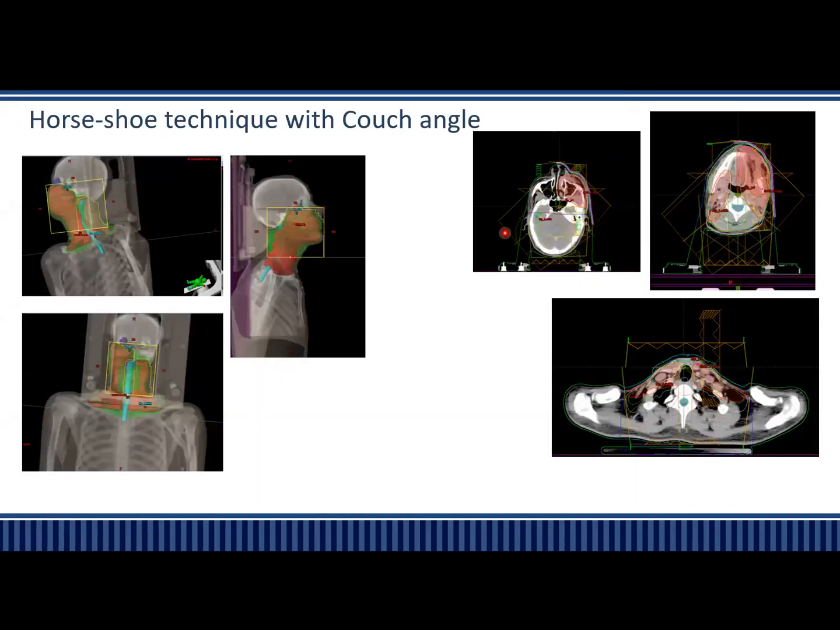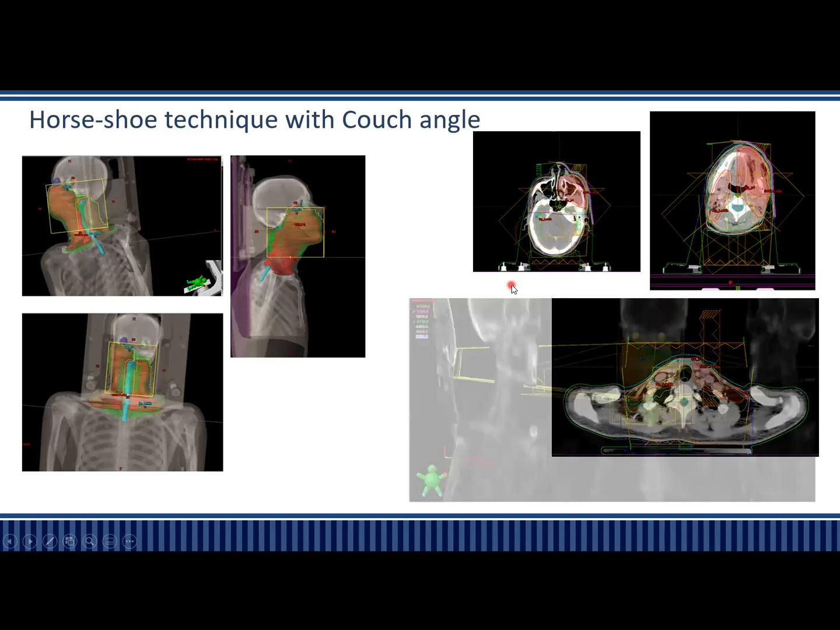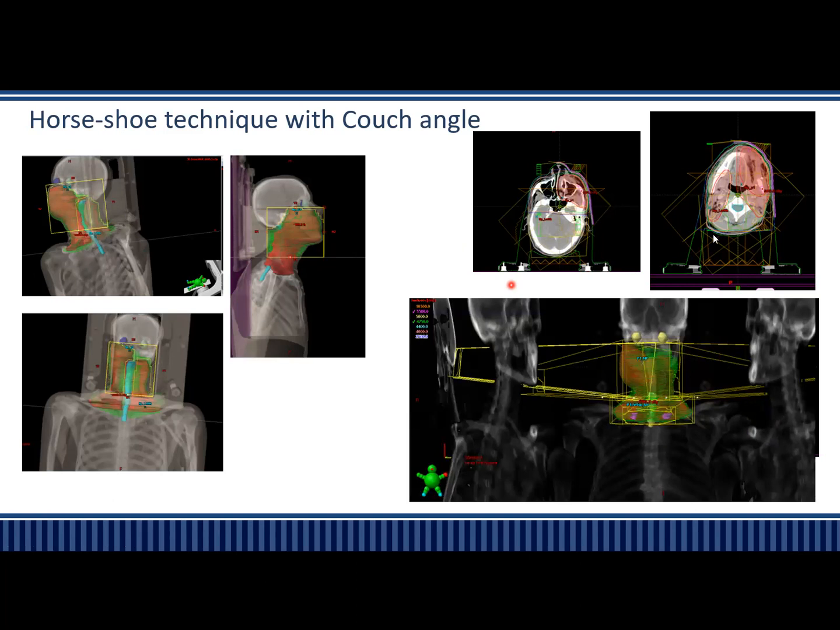The horseshoe technique can be done with the monoisocentric technique and also without the monoisocentric technique, depending on how much volume was extended on the neck side. In this case, there is a couch as well to avoid the eye, and this is how it was made. So the benefit is you can avoid the electron boost, and this can be treated up to 5,000 without exceeding the tolerance of the spinal cord.